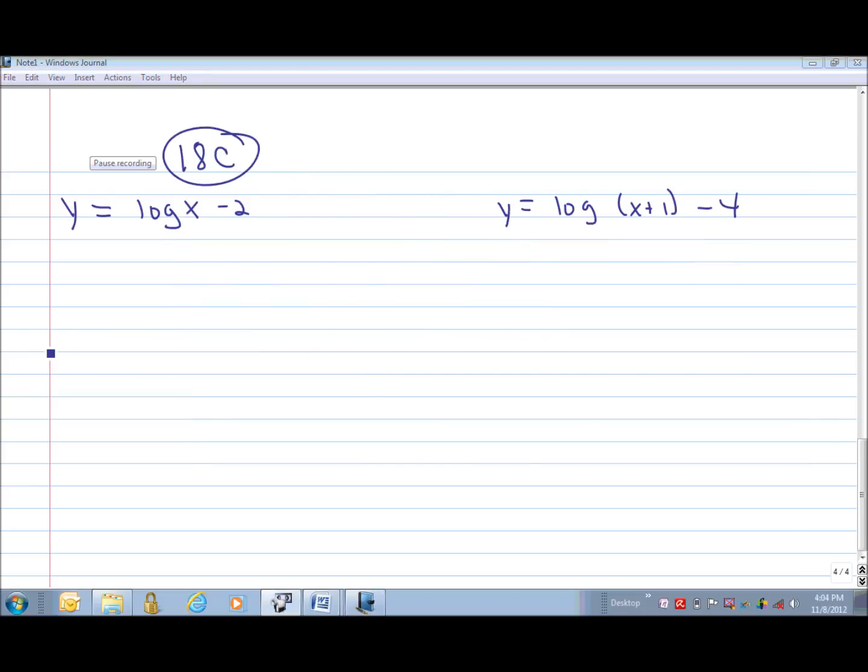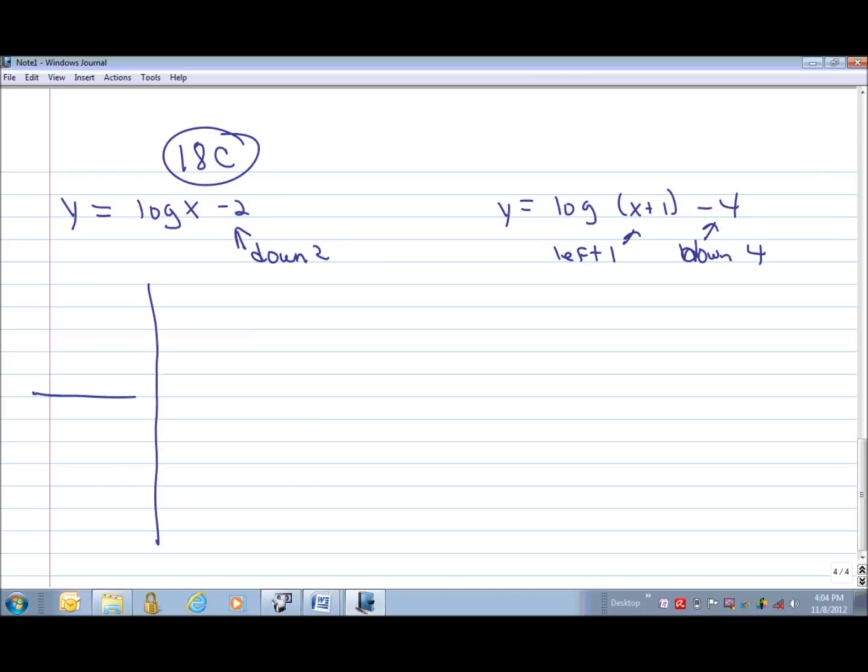Alright, let's take a look at these log graphs. Both of these have base 10. If it's unwritten, you assume base 10. This graph, of course, would be the parent function, and then it would be shifted down 2. And this one would be shifted to the left 1 and then down 4. Alright, so let's just take a look at the parent graph again, and then what would happen.